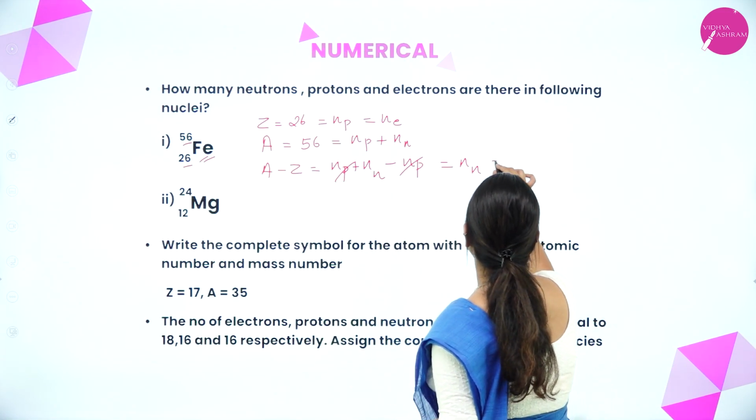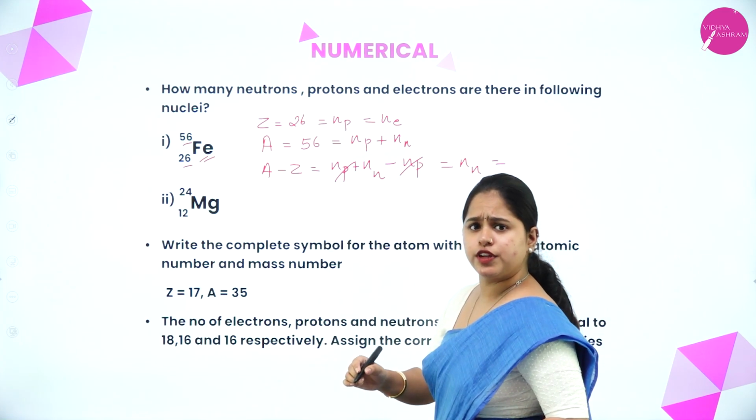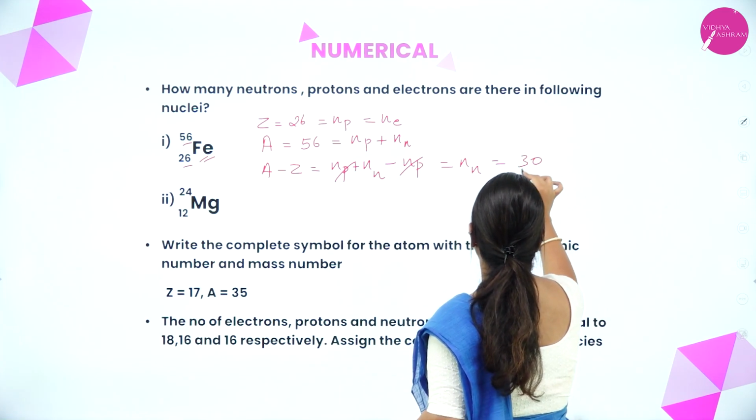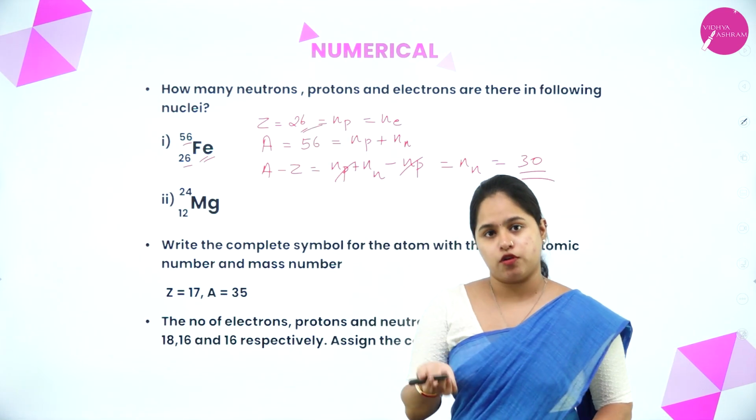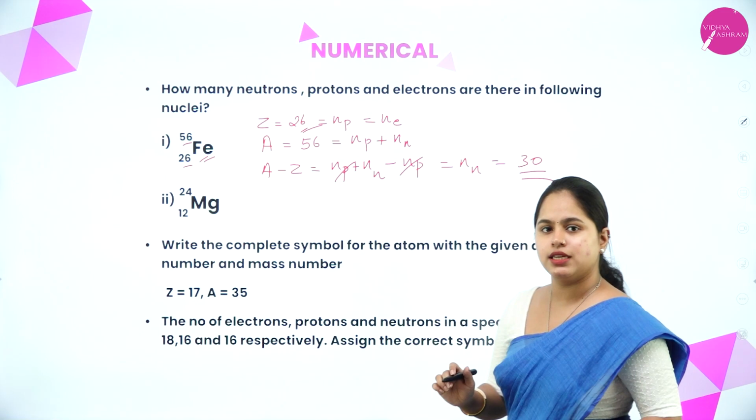So the number of neutrons in this case is what? It is 56 minus 26, that is 30. Yes, so we calculated the number of protons, which is 26, which is equal to the number of electrons, and your number of neutrons is 30.